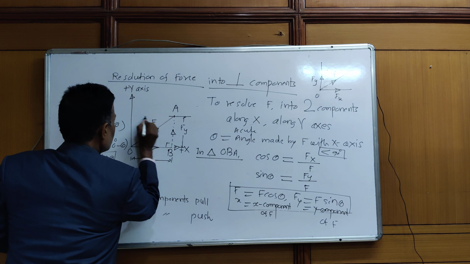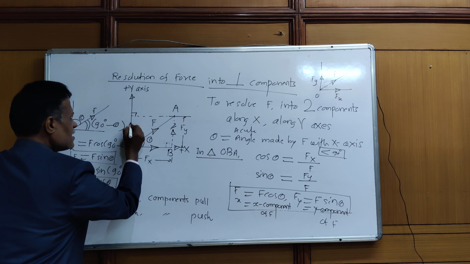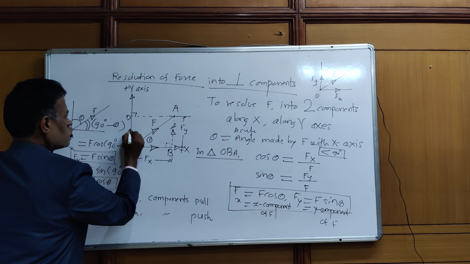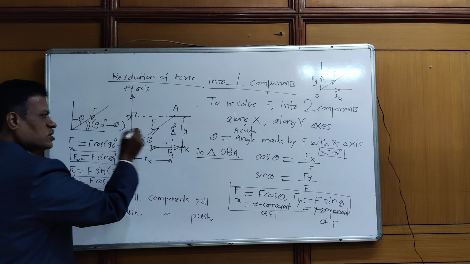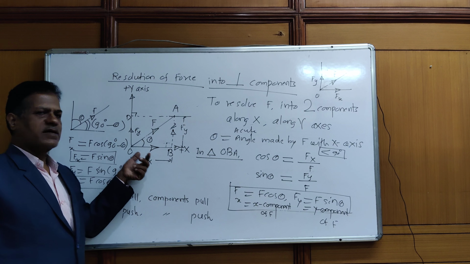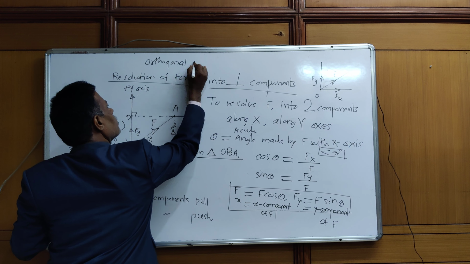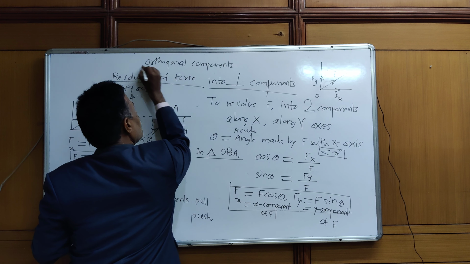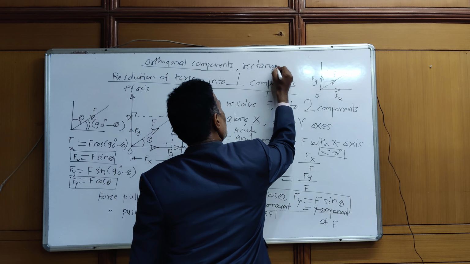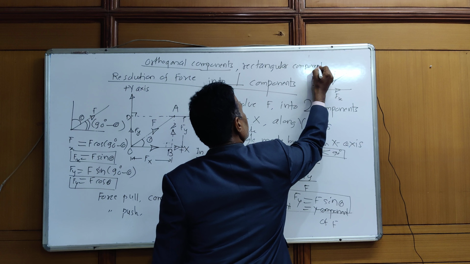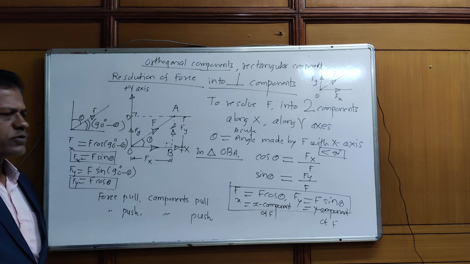This is Fy. If we draw a perpendicular on the y-axis from this point, this length, say OD, is also the y component. This is the x component, this is also the x component. So Fx and Fy form the sides of a rectangle. These are perpendicular components, so Fx and Fy are also called orthogonal components, perpendicular components. So this is resolution of force into orthogonal or mutually perpendicular components or rectangular components. Fx and Fy are also called rectangular components of force because they form the sides of a rectangle, maybe a rectangle, maybe a square, depending upon the magnitude of the forces.